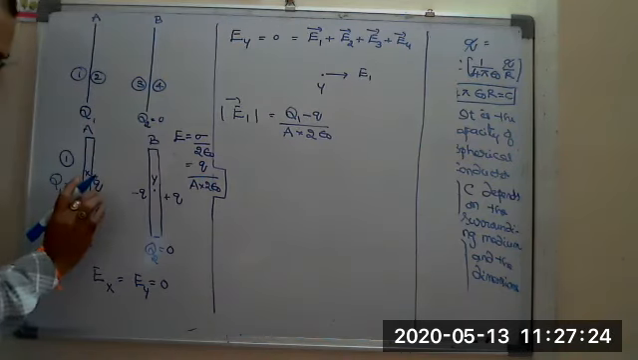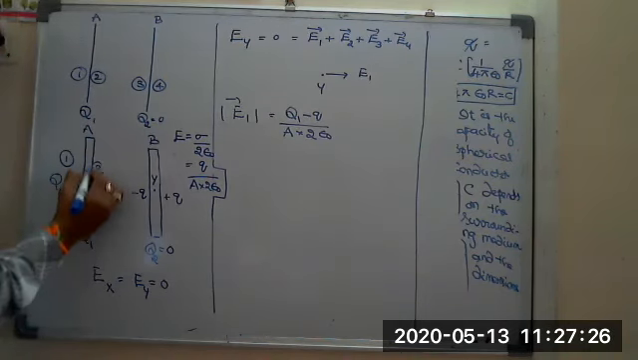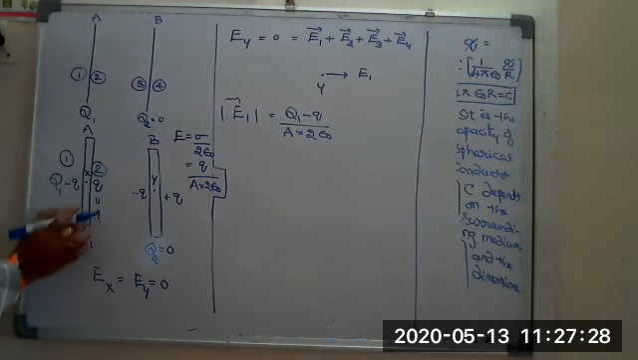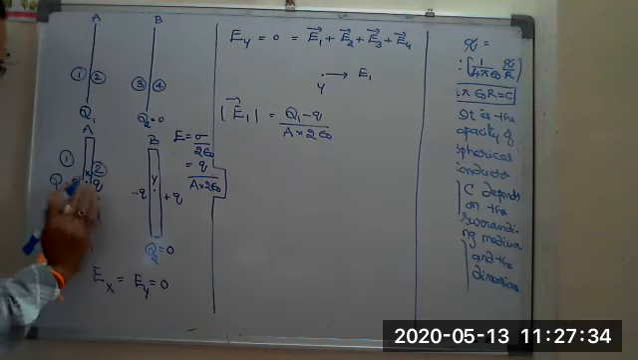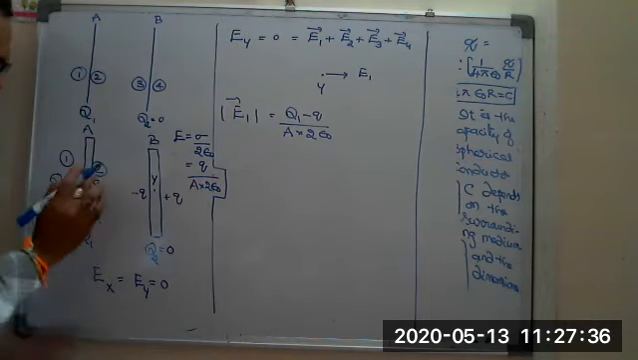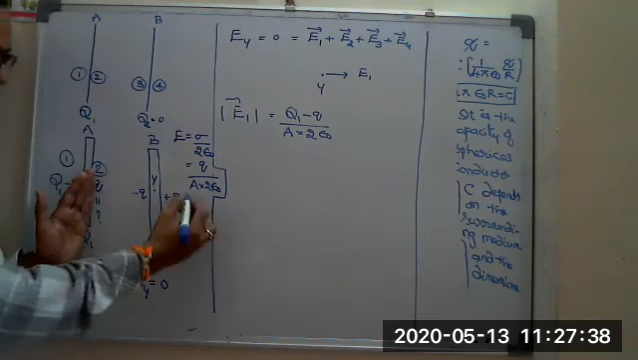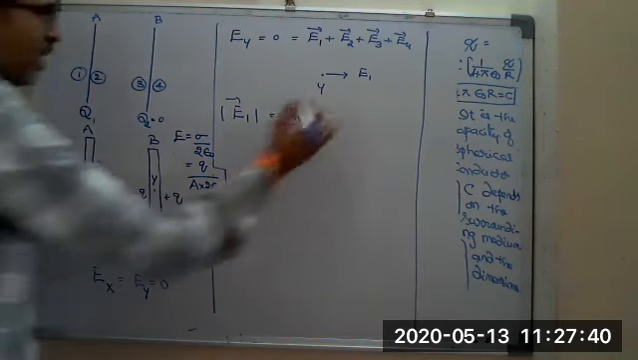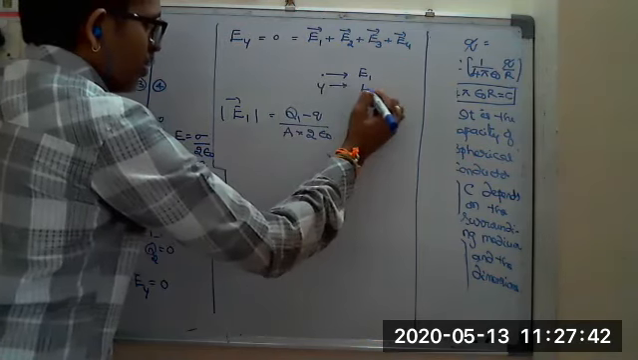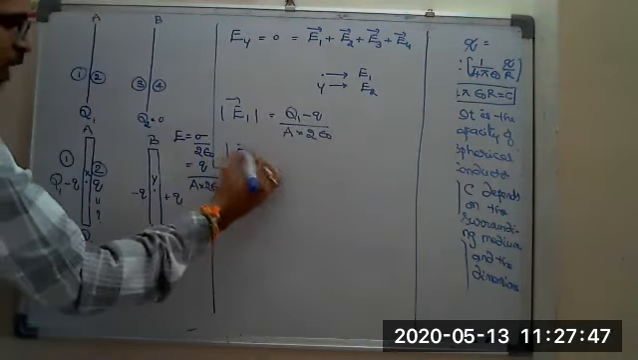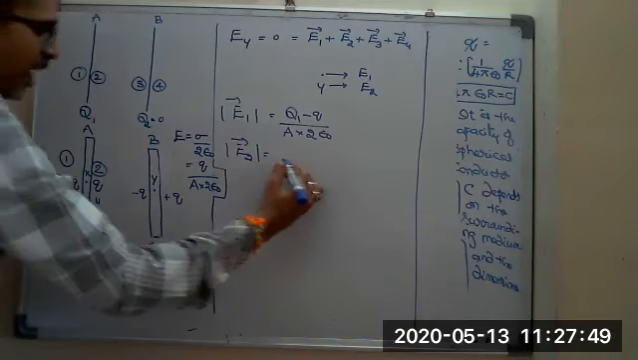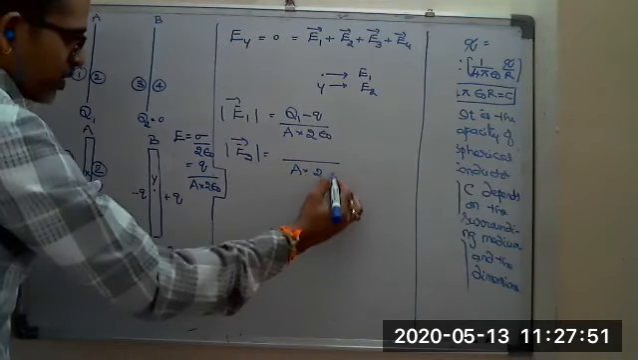Next E2. Look at this one, this is the second one. And the charge, already I told, is a positive charge, which means both are positive. So it is also a positive charge. Positive means away from this positive, so you will get E2 also towards the right. Its magnitude I am writing here now, again Q by A into 2 epsilon naught.